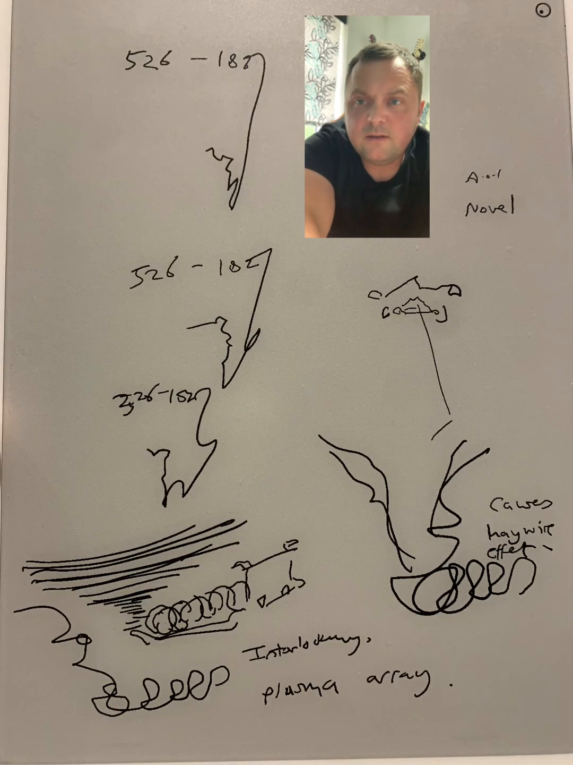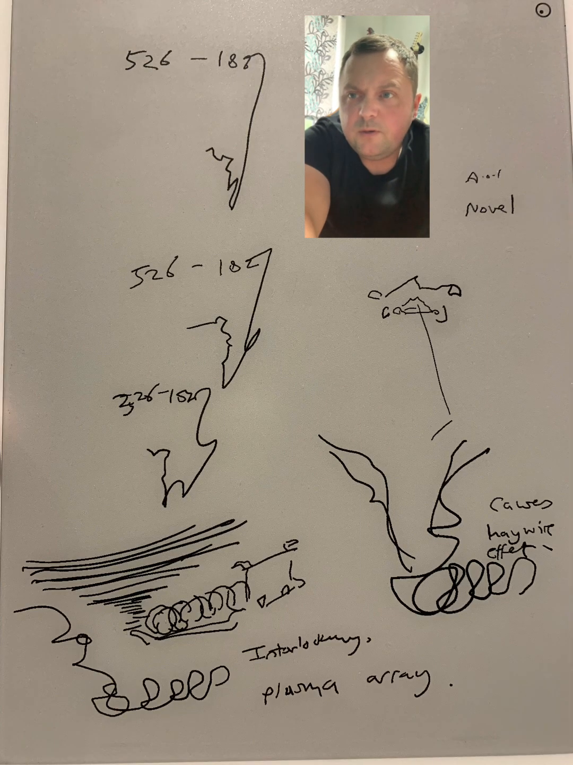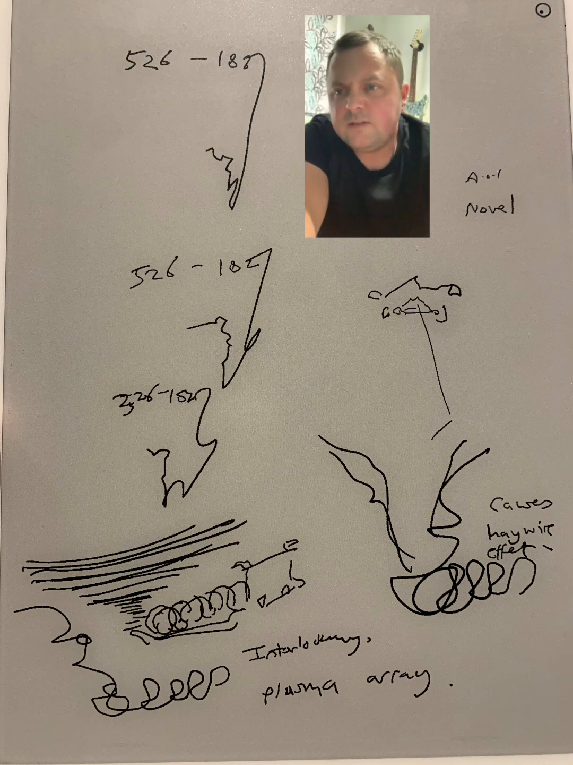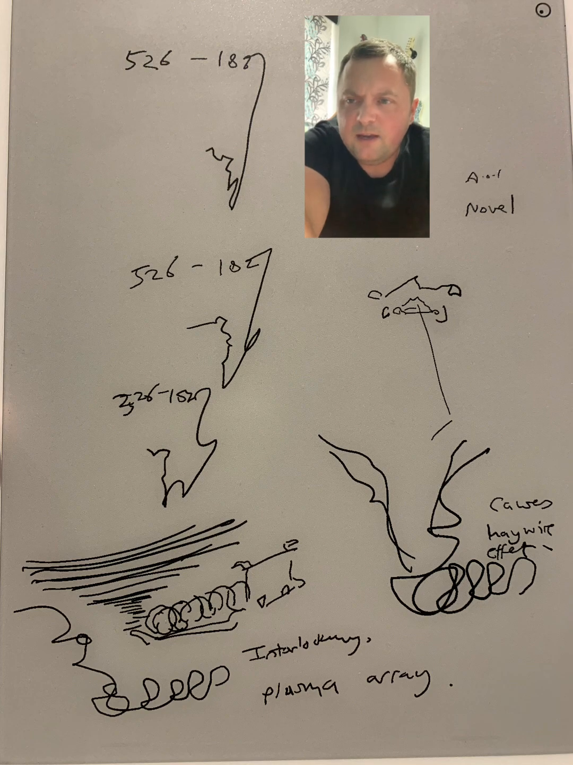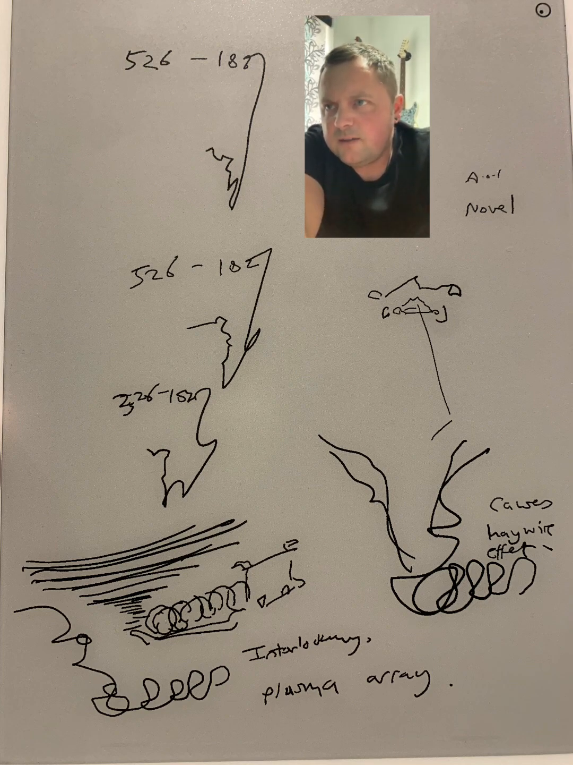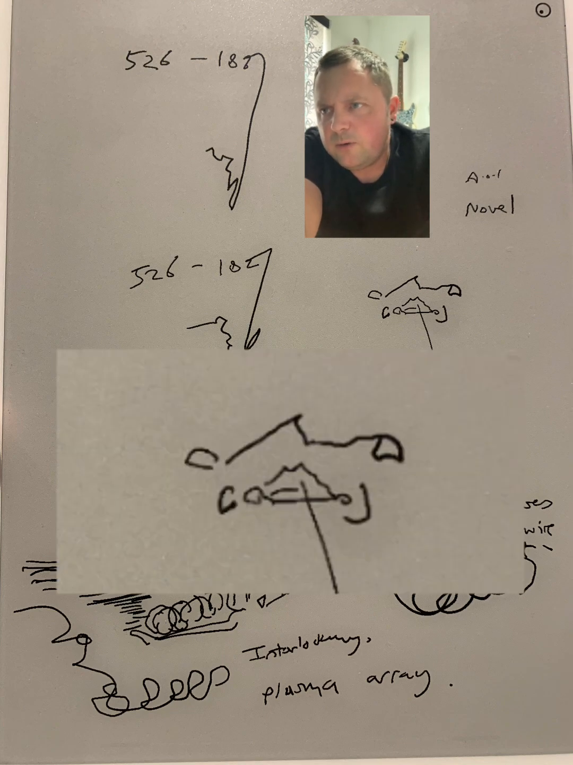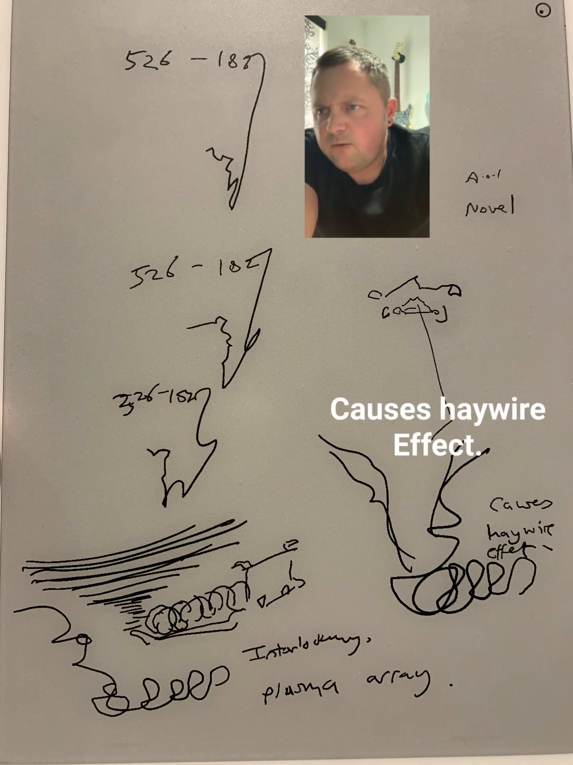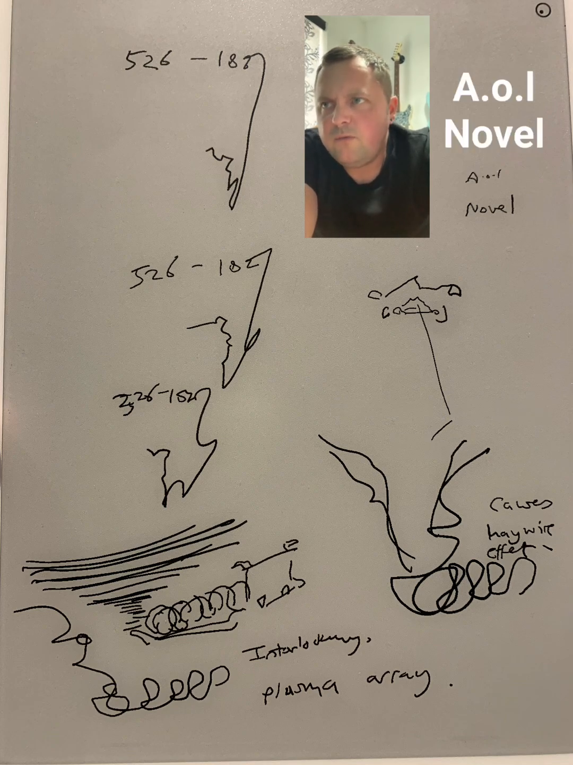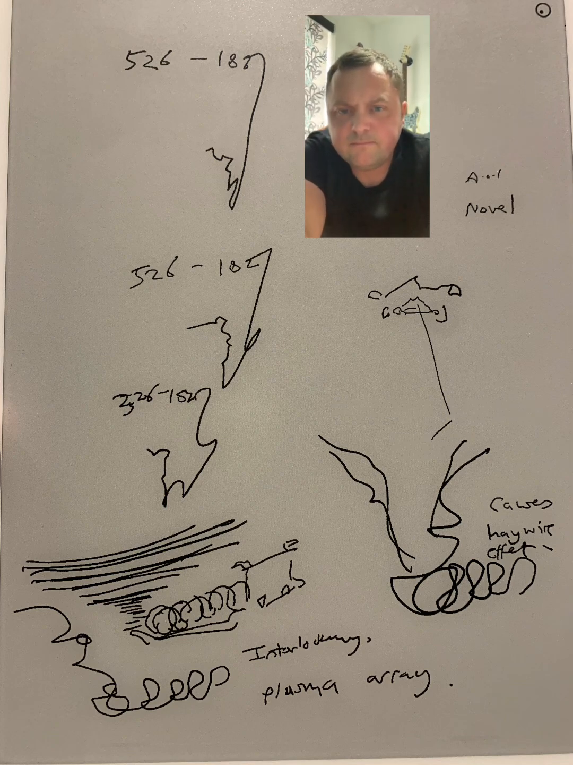Right, next part of the session, I produced a few ideograms. I was getting this idea of this interlocking wire or coils with this object, and I wrote down interlocking plasma array. So it's this idea of this high technology, this advanced tech coming to mind. I sketched a floating object up top, and another sketch of a wiring causing a haywire effect. I wrote down AOL novel, and that was that for this.